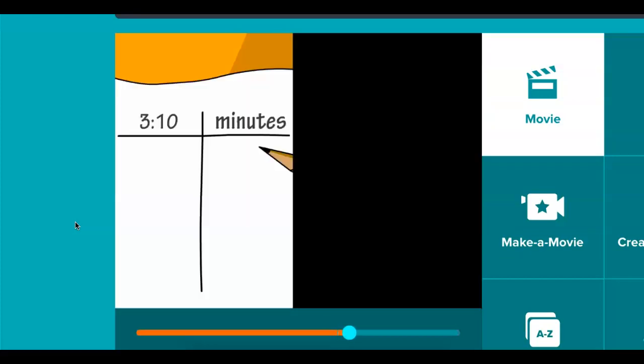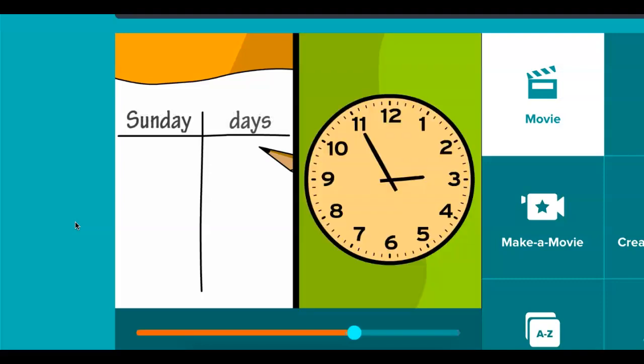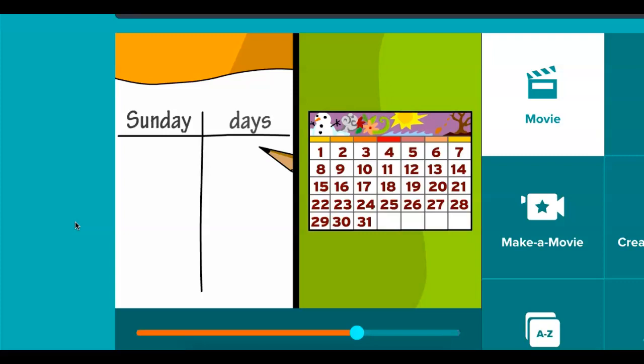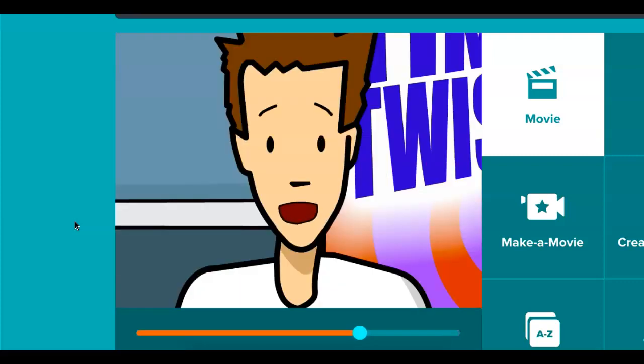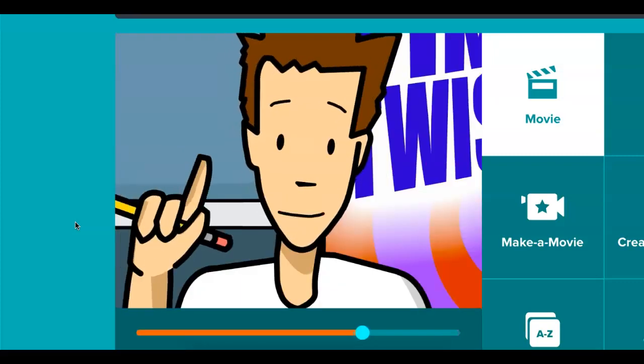Exactly. Use the same T-chart, but just replace minutes with days or years, or swap out the clock for a calendar. But that's a problem for another time. Back to minutes and hours.